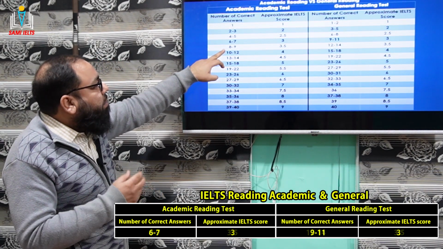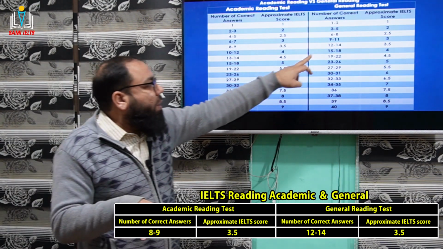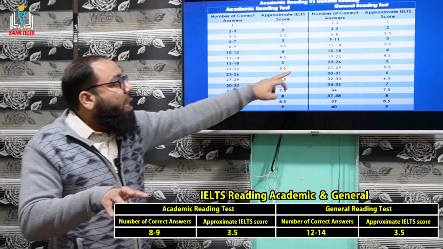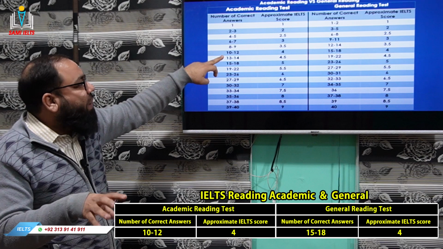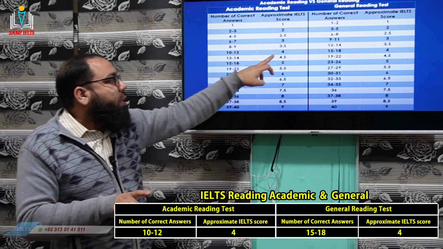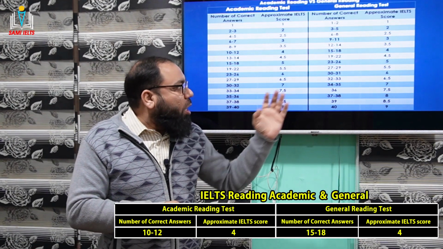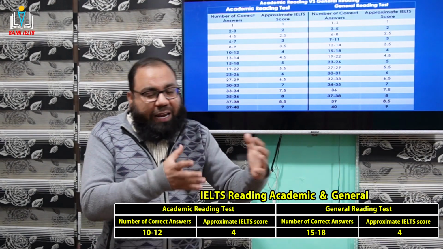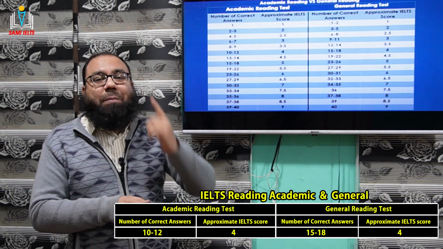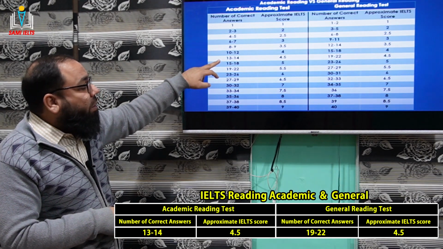Guys, remember now, just move on 8 to 9, 3.5, right? And 12 to 14, 3.5. And if you're standing somewhere 10, 11, or 12, academic students I'm talking about, so you'll be getting 4 bands. But if in case you correct 15, 16, 17, and 18 in between somewhere, then you will be able to get 4 bands. Now let's talk about 4.5.